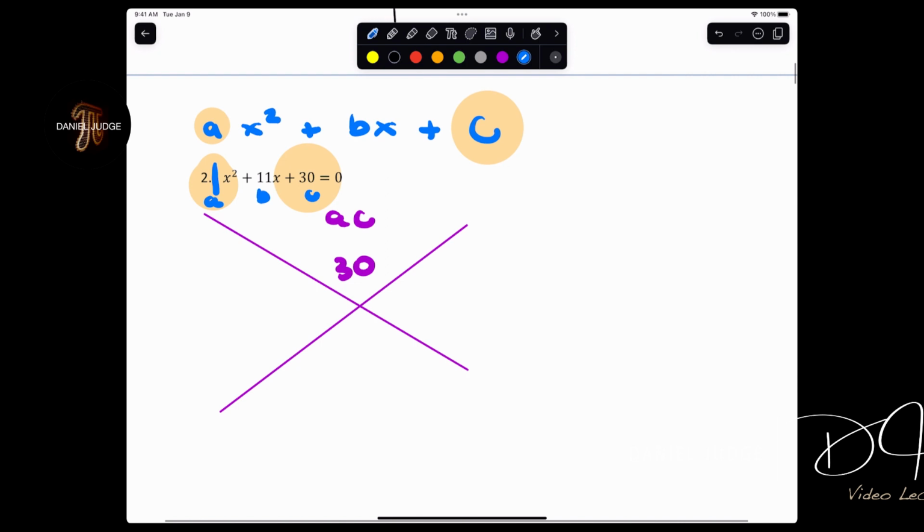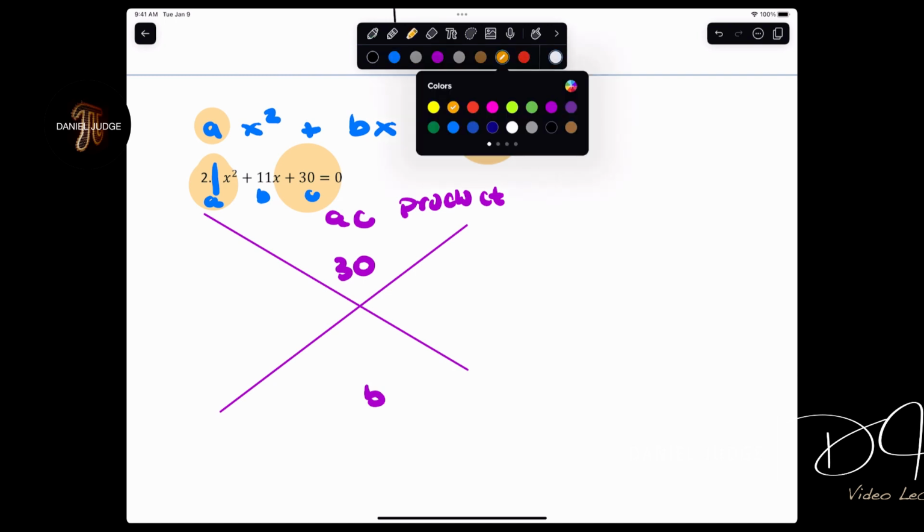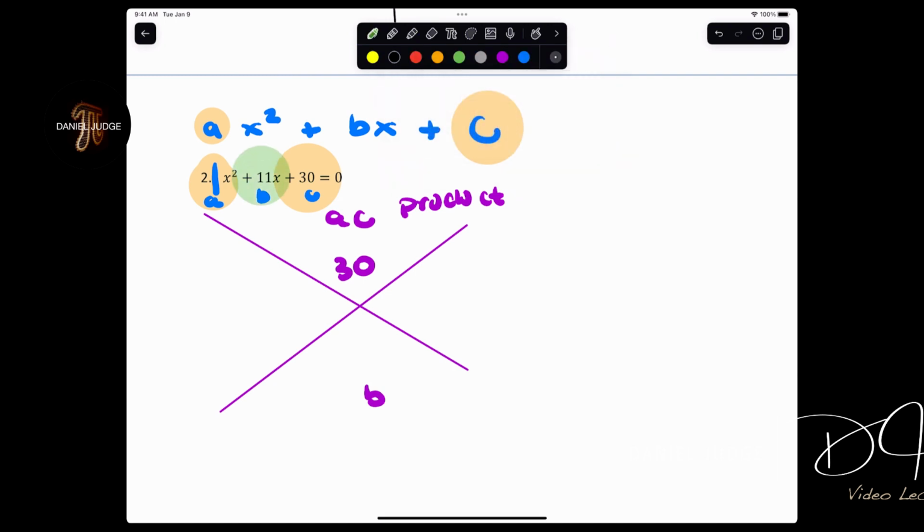This is my product. I'm going to need two numbers whose product is A times C. And the sum needs to be the B value. So my B value, ladies and gentlemen, is right here in green, positive 11. So the sum needs to be 11. So we can write down the product has to equal 30. And the sum needs to be positive 11.